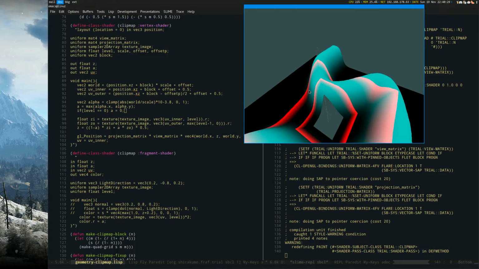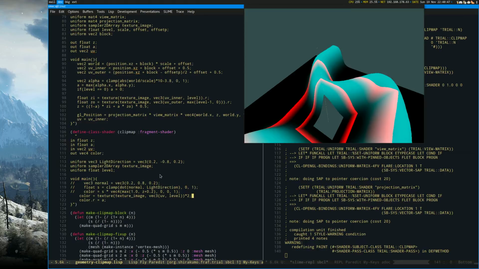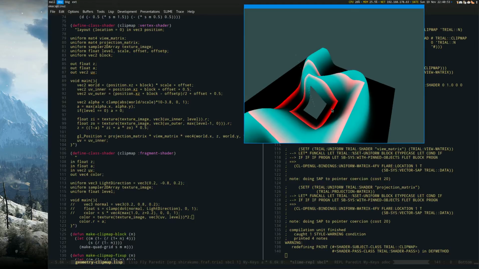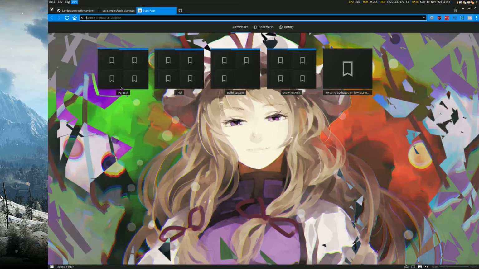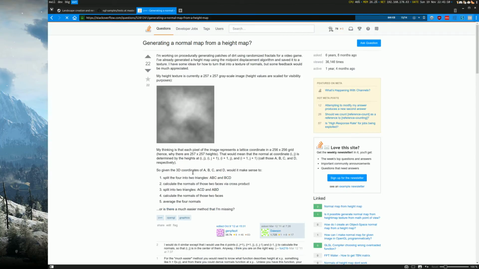I don't know, I feel like I need to think on this some more before I can really do anything, which might not be the best idea for a stream. So what I want to do instead, which seems like a much more attainable goal, is to calculate the normals and then get some spiffy shading going on instead of whatever we have here. So let me see if I can find out how to do that. GLSL compute normals for a height map.